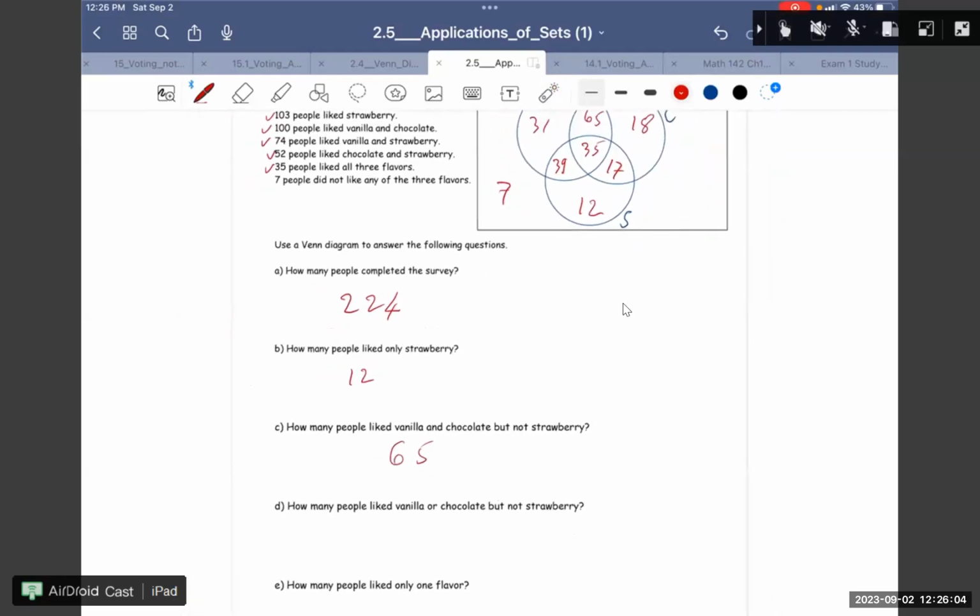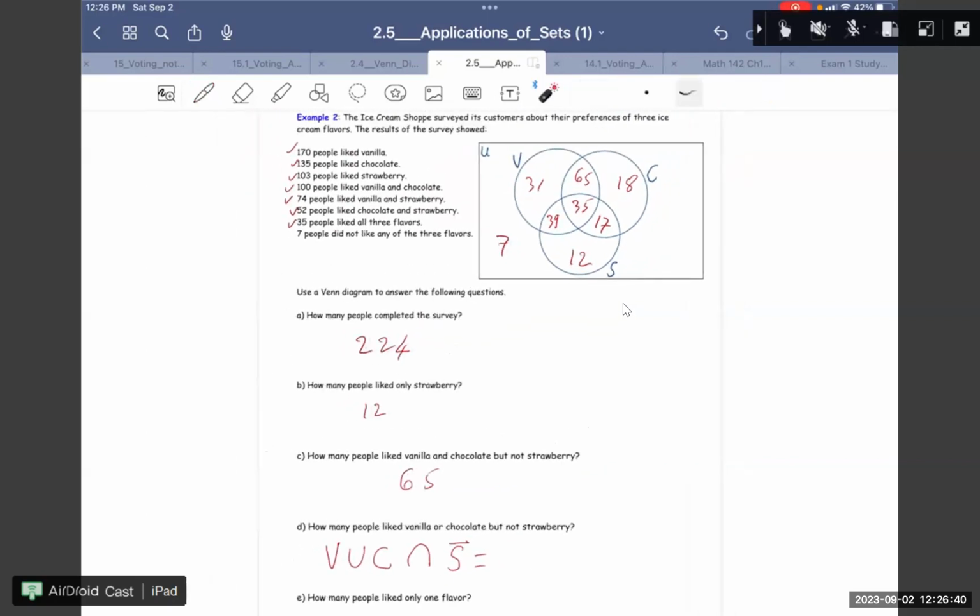So now for D, how many people like vanilla or chocolate, but not strawberry? Remember, but not strawberry. So we can write out vanilla or chocolate, but not strawberry. Intersect strawberry complement. Remember the bar right here? That's the complement.